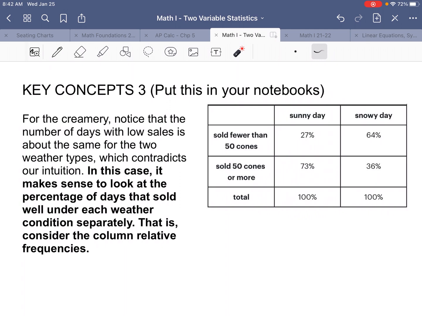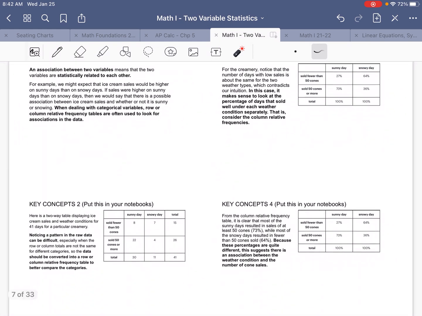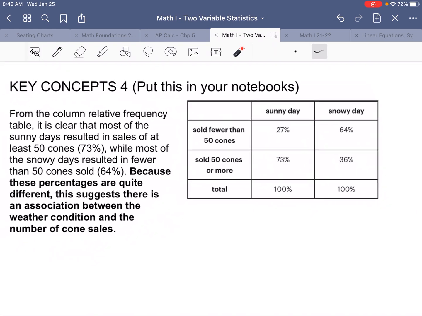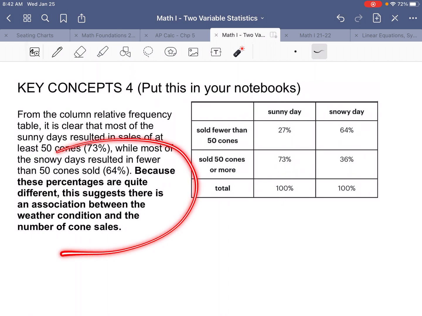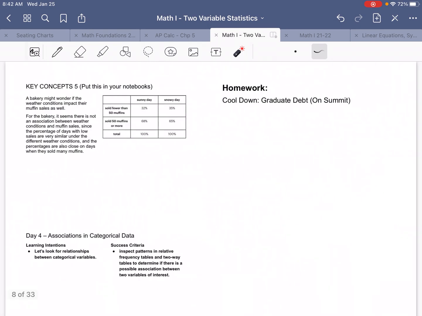And if we look at this, it looks like there's an association between how much ice cream they sell and what kind of weather it is. We see that we have a lot more cones being sold on sunny days than not, and a lot fewer cones being sold on snowy days. Now, from this table, since these percentages are so different from each other, they're not close to being half and half, it suggests that there's an association between the weather condition and the number of cone sales.